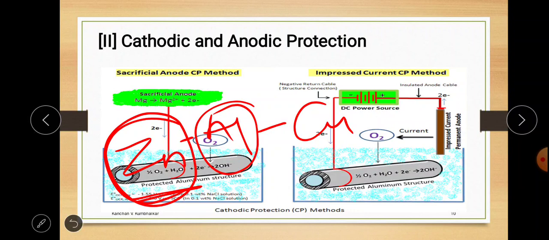Such a type of protection is known as the sacrificial anode cathodic protection method. Simply put, in the sacrificial anode cathodic protection method, we insert a third metal, and that metal gets corroded in place of the initial anode. This metal gets sacrificed instead of aluminium. This method is known as the sacrificial anode method.